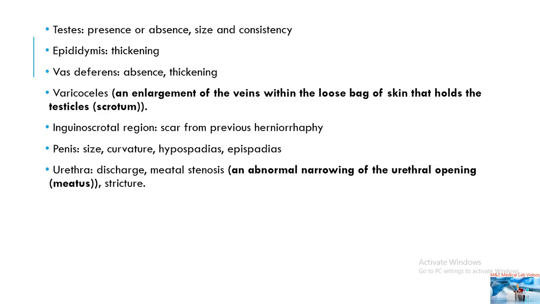testes presence or absence, size and consistency, epididymis thickening, vas deferens absence or thickening. Varicocele is an enlargement of the veins within the loose bag of skin that holds testicles, the scrotum. Inguinoscrotal region scar from previous hernia. Penis size, curvature, hypospadias, epispadias. Urethral discharge, meatal stenosis, an abnormal narrowing of the urethral opening, meatus stricture.